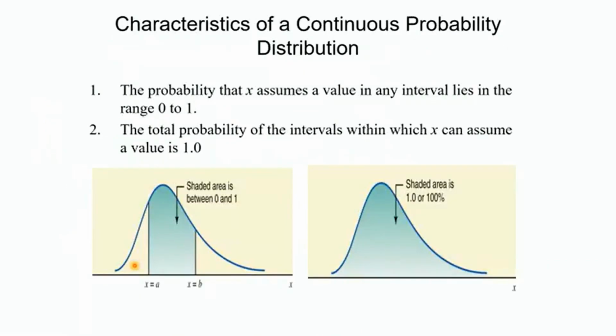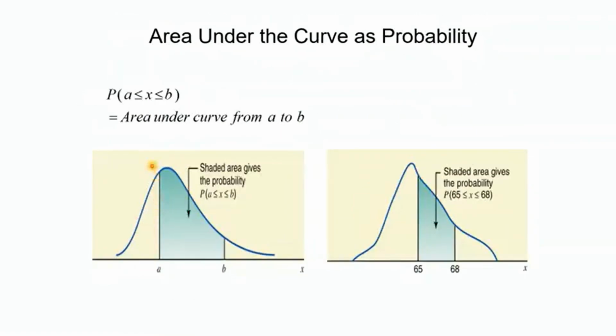In continuous probability distribution, values of probability are calculated based on the interval for x. Total probability is 1. The area under the curve of the probability distribution is 1. And we are able to calculate the value of probability for different intervals in this area. For example, the probability of the value of x between a and b, or a to b, and we have an interval of x, for instance, 65 to 68.